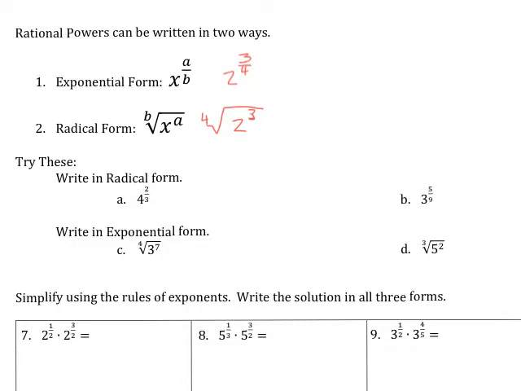Okay, so on A, my base is going to stay my base. It's going to be raised to the numerator power, so that would be 2. And then my radical has the denominator on it, so to the 3rd root. Okay, on B, my base is going to stay my base. It's raised to the 5th power, and the root is the 9th root.